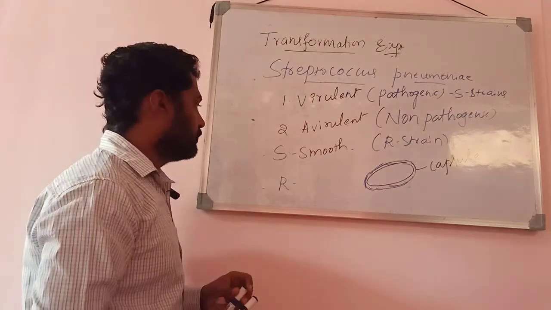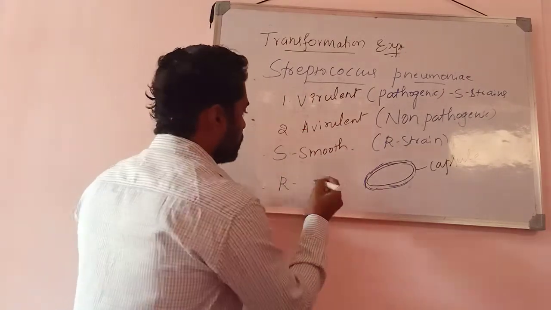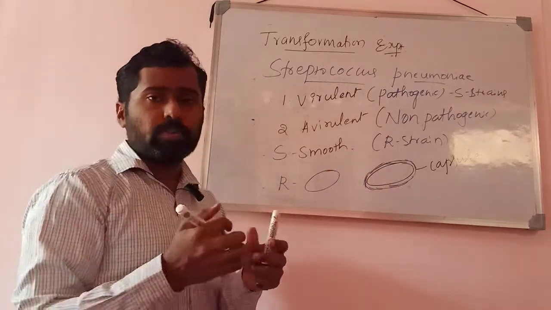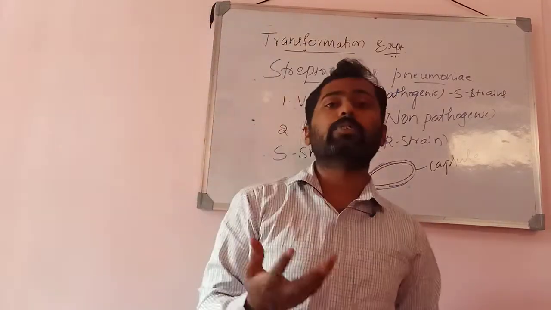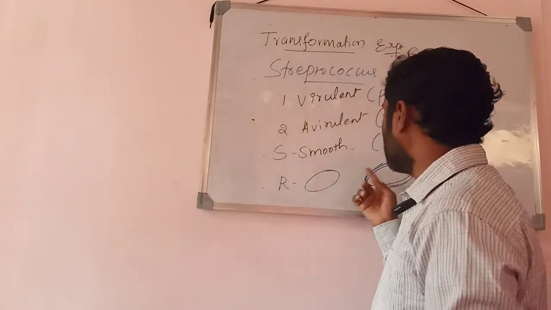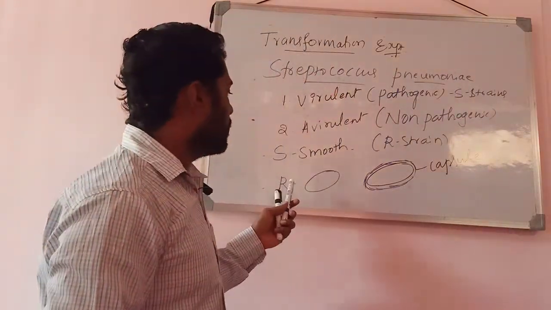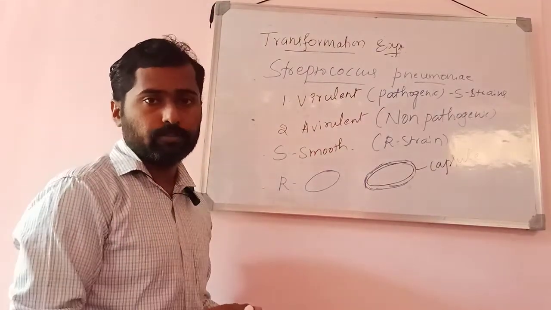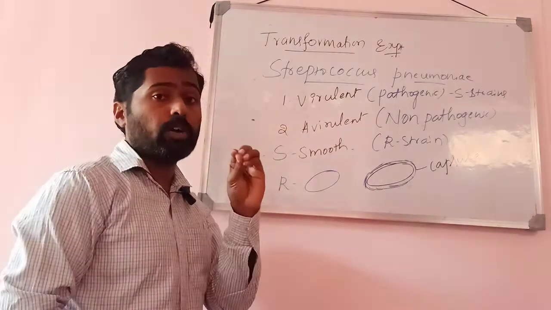Whereas on the other hand, the R strain does not possess the capsule. When it grows on the media, it produces dull colored colonies. Dull colonies means they do not shine, because they do not have a capsule, and the capsule is a slimy gelatinous layer. When it is found around the bacterial cells, such colonies of bacteria shine. Whereas the R strain, as it does not have the capsule, produces dull colored colonies on the agar media. So these are two variants in Streptococcus pneumoniae.